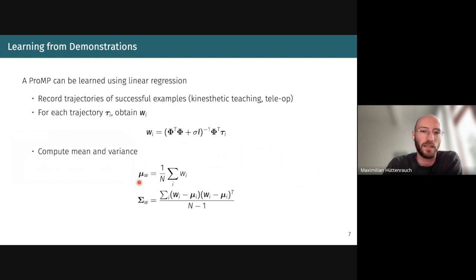fit to maximum likelihood. The mean of the weights is then just the empirical mean of all the Ws, and the empirical variance. And this basically then just describes the ProMP.